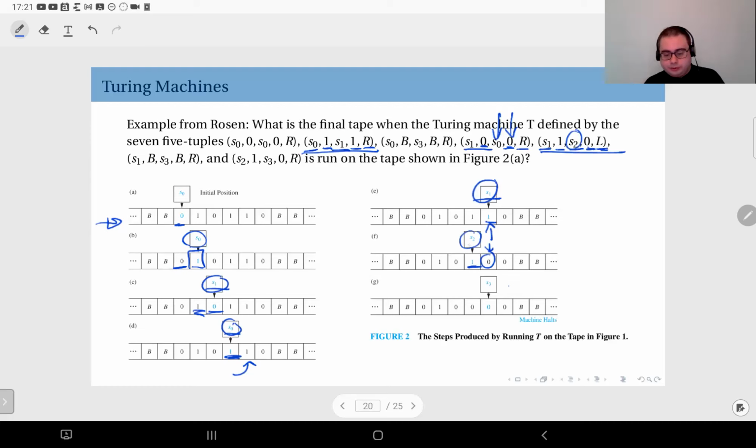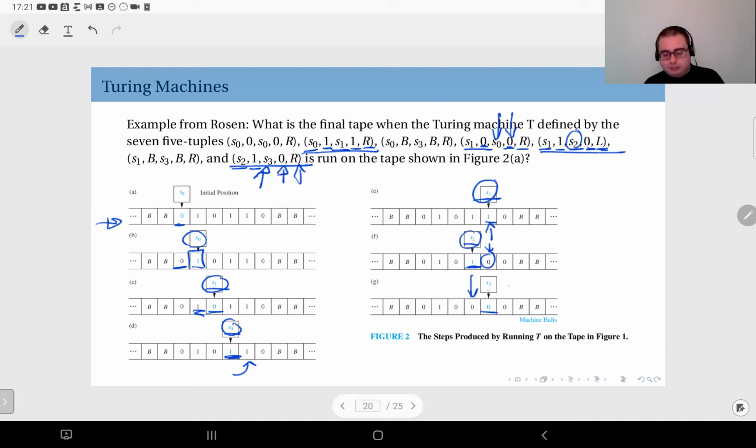Okay, so current state is S2, input symbol is 1, so I'm looking for S2, 1. Here it is, current state S2, input symbol 1. So write a 0 to that location, you see, it becomes a 0. And my state will be S3, and move towards right. So I'm going to take this as the input.